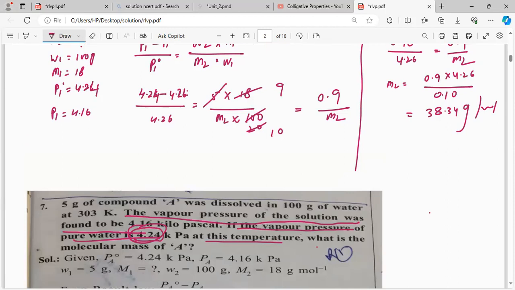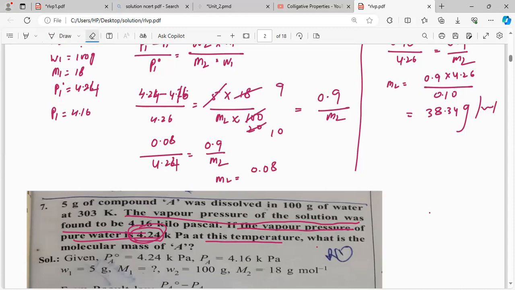4.24 minus 4.16. So, a little bit of error I did here. This part is correct, only here I made a mistake. So, what will it be? 4.24 minus 4.16, that is 0.08. 0.08 divided by 4.24, not 4.26. Every time doing the mistake. So 0.9, 4.24, M2. So M2 is equal to 0.08.